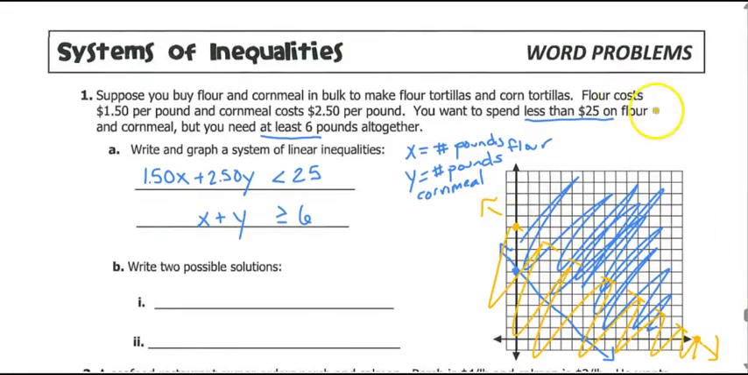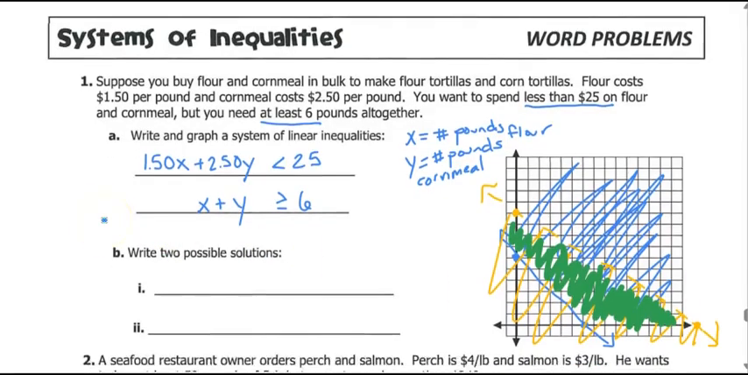Okay, so my solution, again, is where they overlap. So blue and yellow together make green, so I'm going to make it green. Anything in that range, I can buy. Okay, so when they ask for two possible solutions, what are two possible amounts of flour and cornmeal we could buy that fit in this green shaded section. So I'm going to count 1, 2, 1, 2, 3, 4, 5 puts me up in the green. So 2, 5 is a possible solution, right? That would mean 2 pounds of flour and 5 pounds of cornmeal.